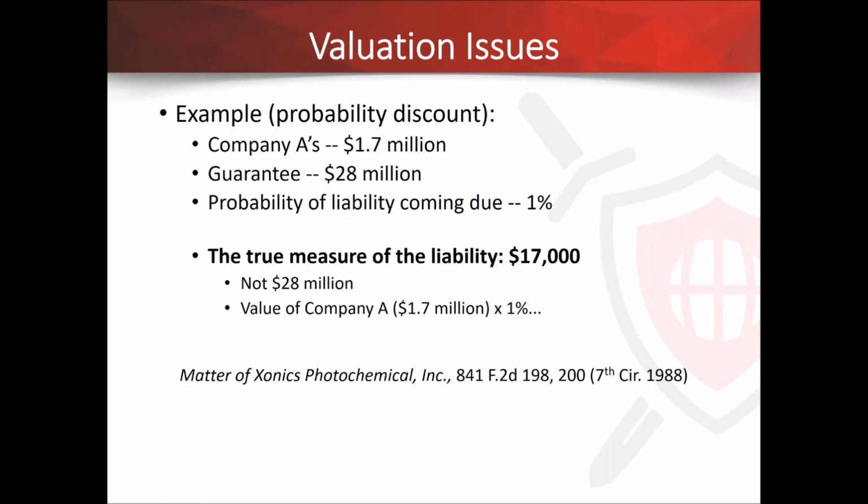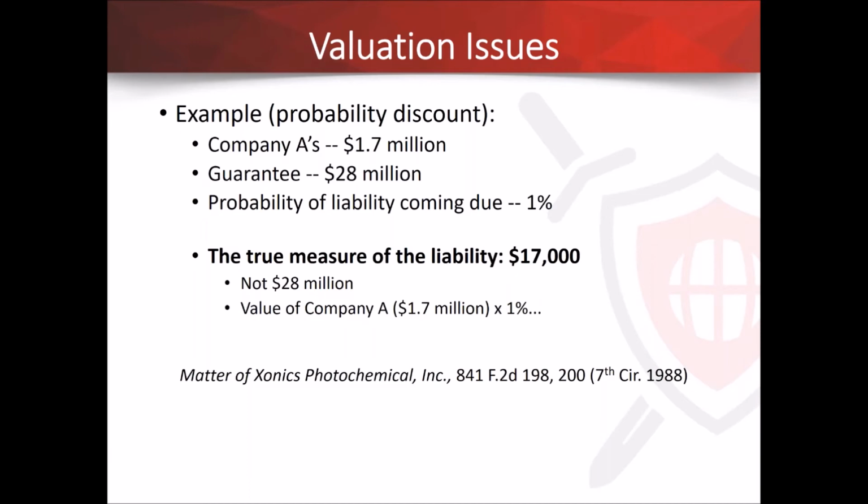If you can get a court to say that your liability was only $17,000, that the true value of this guarantee of a $28 million loan was only $17,000, well, then you've got a great argument to defeat any type of fraudulent transfer claim. So even in the face of a very large guarantee like that, a very large contingent liability, you can still do some potential planning as long as you're careful about it. You go through the analysis ahead of time.